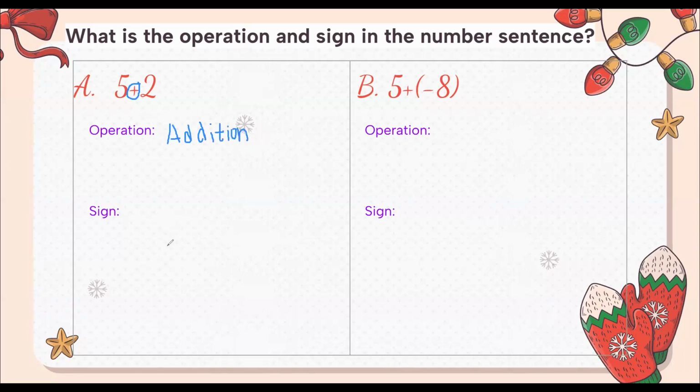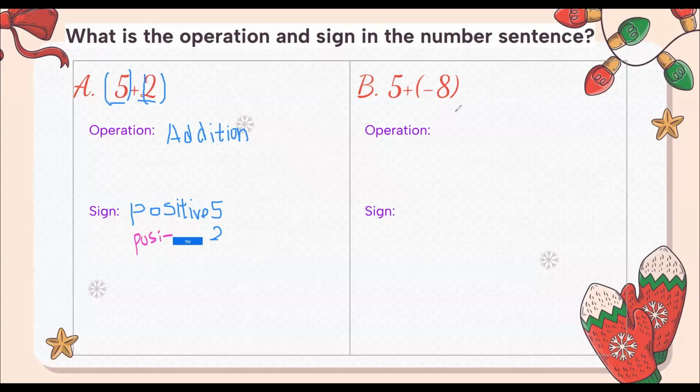And now we can identify the sign of the integers in this number sentence. As we can see, we have integers 5 and 2. If we put them in parentheses, they have no sign in front of them, and that means they are positive by default. So we have positive 5 and positive 2. Now you're going to do a little practice on your own.